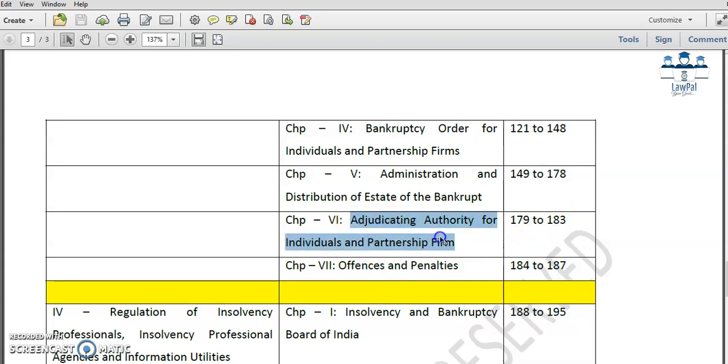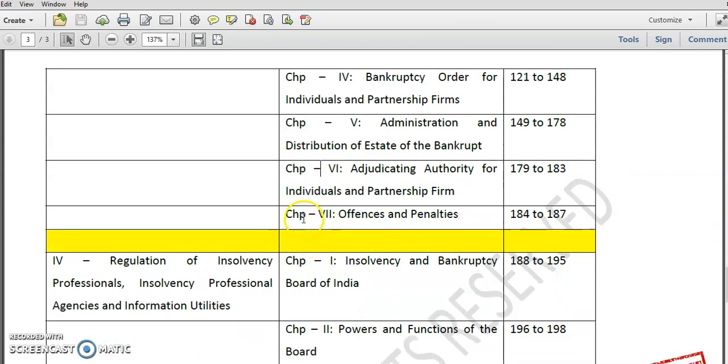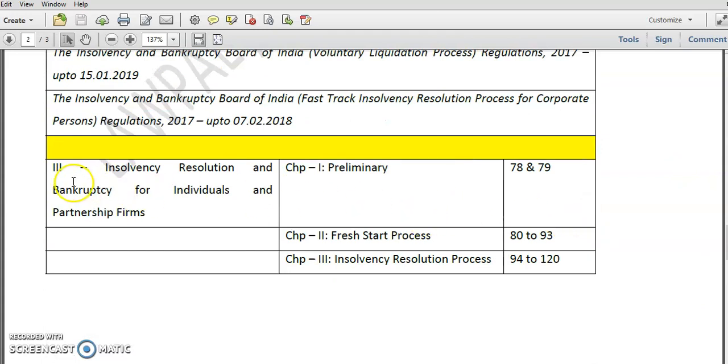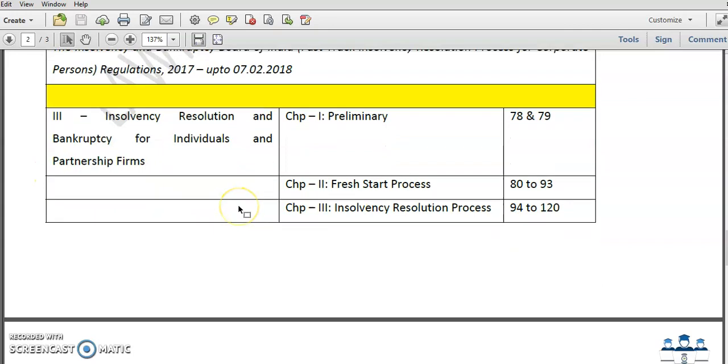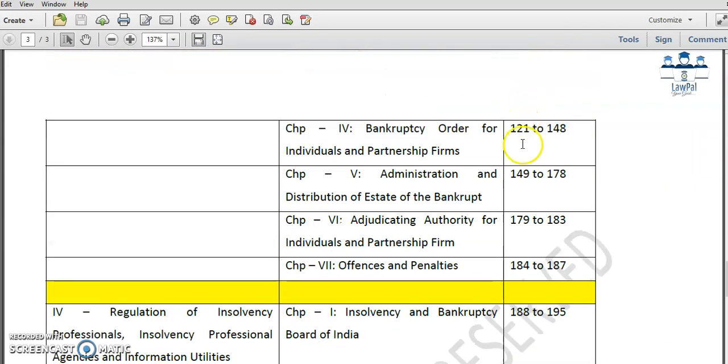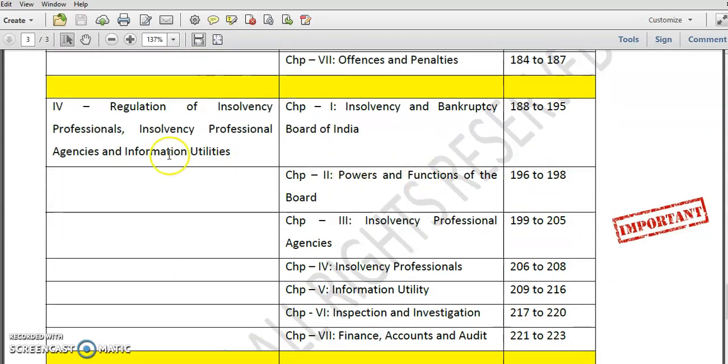Adjudicating authority for individuals and partnership firms is DRT, Debt Recovery Tribunal. Okay. Chapter 7, offenses and penalties, 184 to 187. So I reiterate, this part is yet to be notified, but as far as exam is concerned, we have to read all these sections from section 78 to 187.